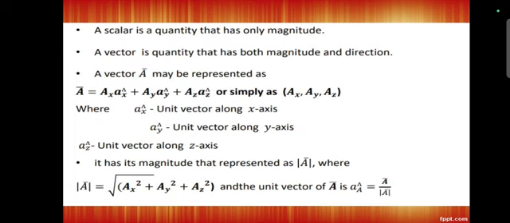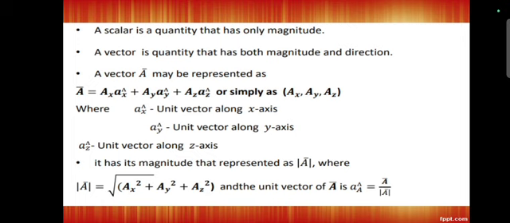Basically, a scalar is a quantity that has only magnitude, and a vector is a quantity that has both magnitude and direction. A vector A is represented as A is equal to Ax into ax vector plus Ay into ay vector plus Az into az vector. Simply, it is Ax, Ay, Az. The ax vector is the unit vector along the x-axis, ay vector is the unit vector along the y-axis, and az vector is the unit vector along the z-axis.